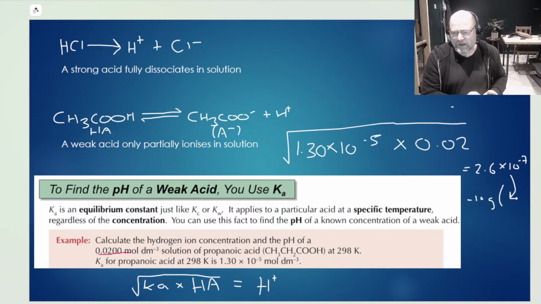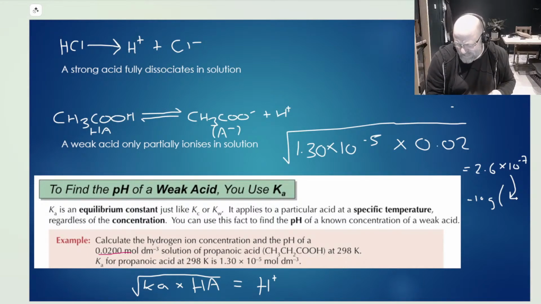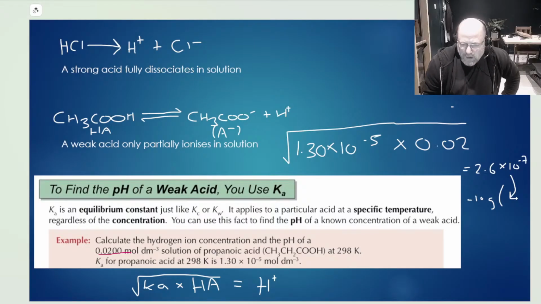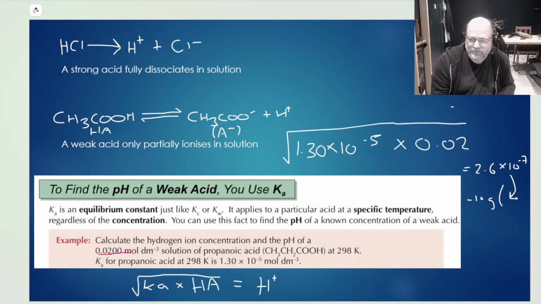Oh, why do I get something completely different? What have I done wrong? I think I've typed something wrong. Oh, yeah, that's quite easy. I haven't square rooted the answer. That would help. So, yes, awesome, and 3.3. Nice. That's for the weak acid.